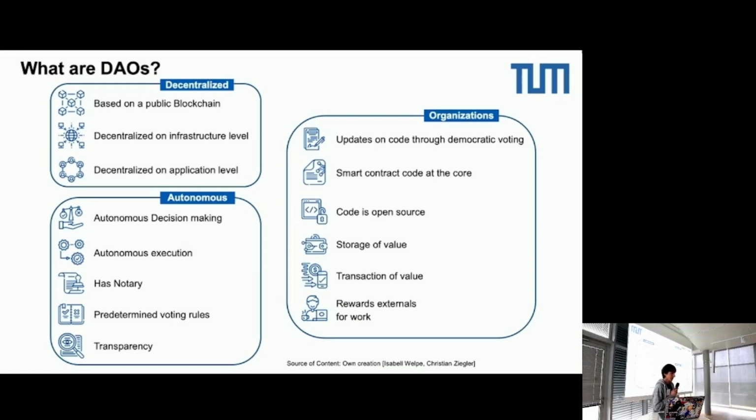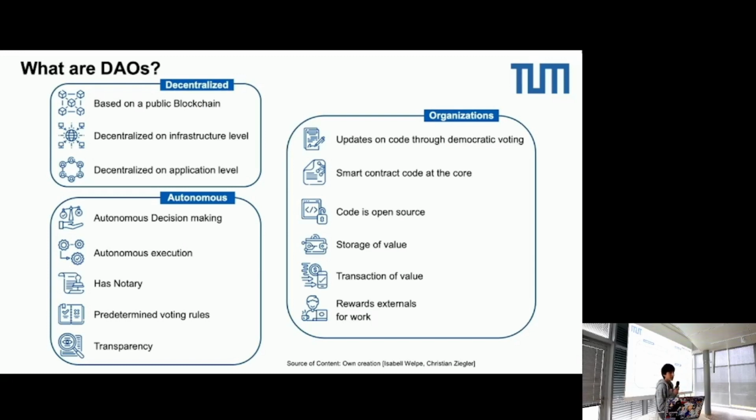In the current context and how people are using the word, DAOs can be a lot of things. So, here's three categories: decentralized, autonomous, and organization. And you can basically right now build your DAO as you like to have it. So it can be based on a public blockchain. It can be decentralized on an infrastructure level. It can be decentralized on an application level.